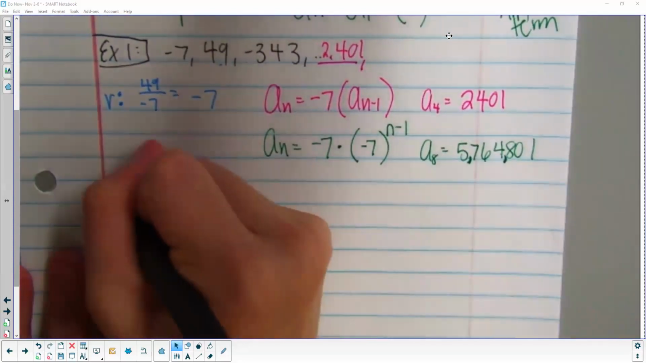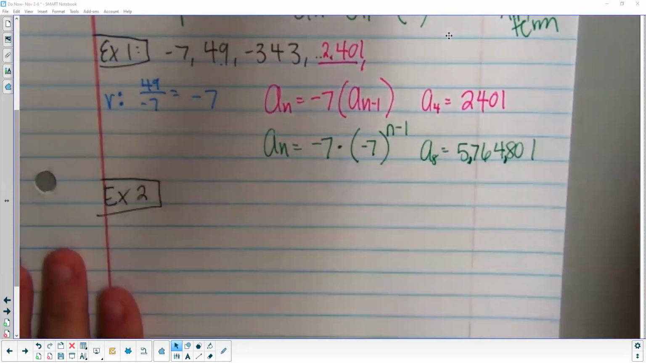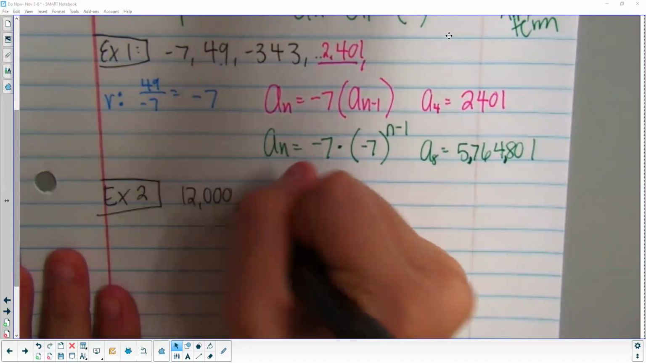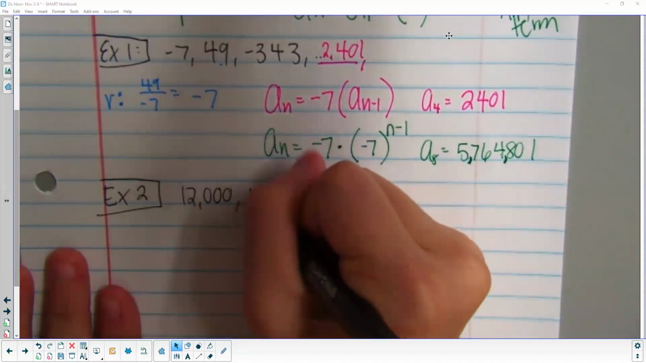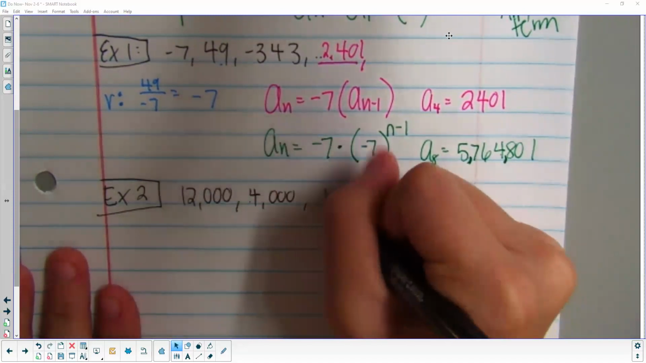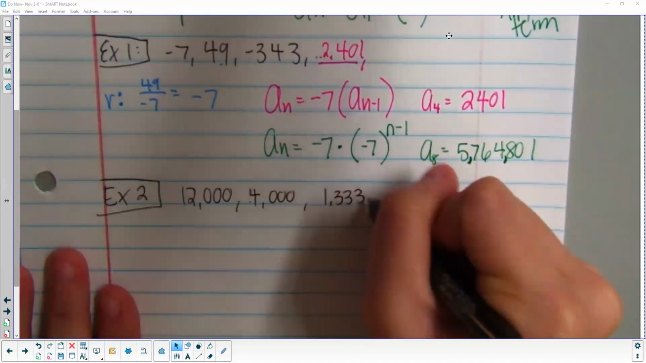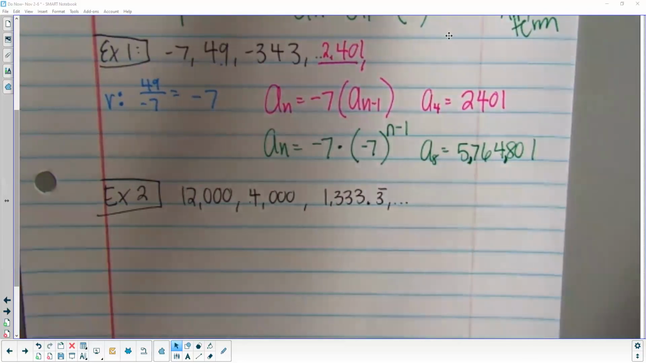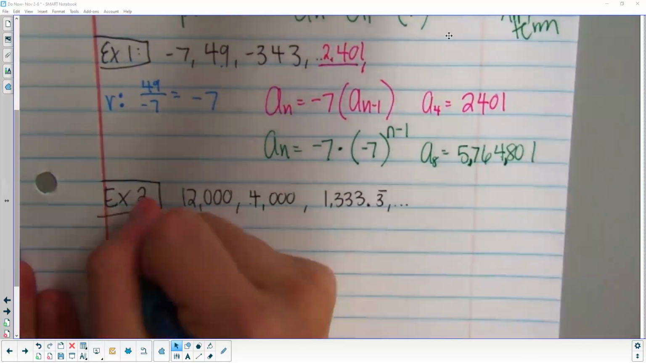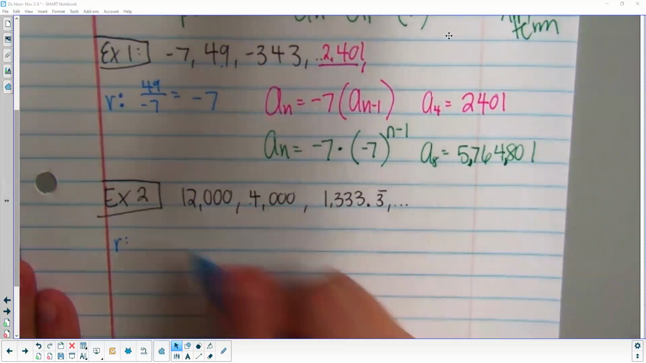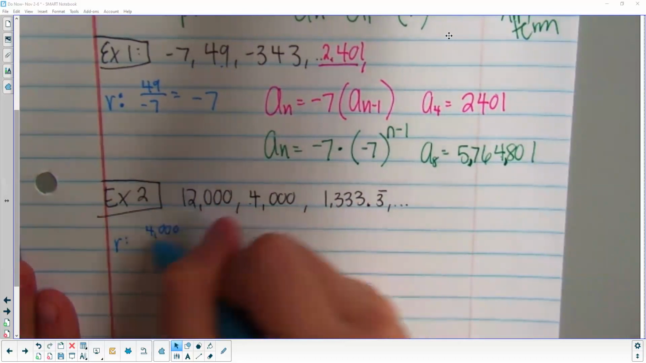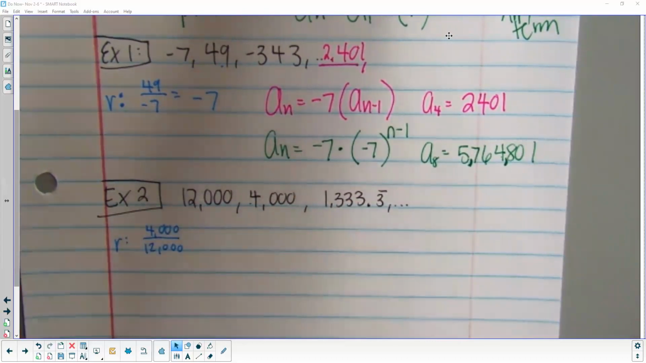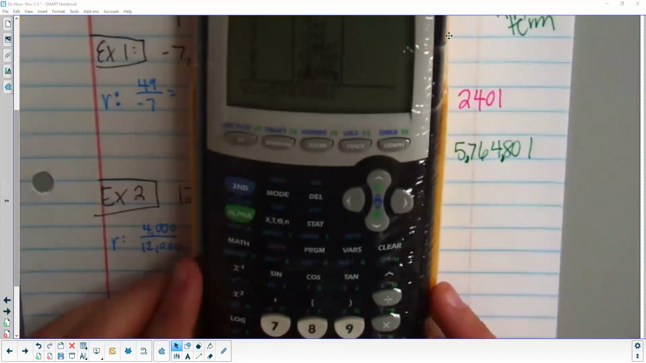So let's get another example that gets really, really small, really fast. So example number 2. My second example: 12,000, 4,000, 1,333.3 repeating. So same thing, let's find our ratio, our R. It's my second term, 4,000, divided by my first term.